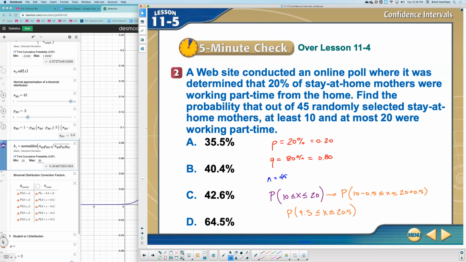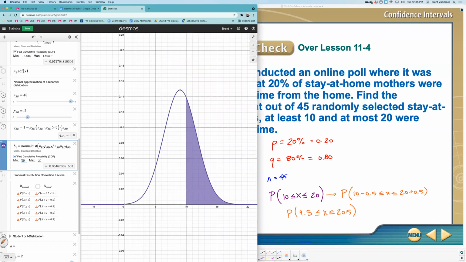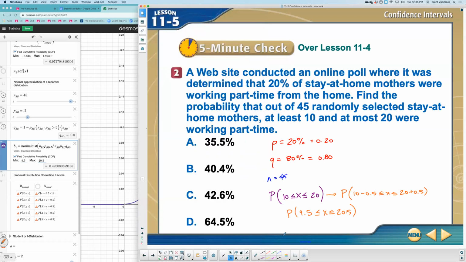That's actually what I need to calculate here, which will increase the amount of shaded area. And it also increases my number up to 42.6%. And so that would be my probability. We went from A to B just by increasing our probabilities, and that is the binomial distribution correction factor. That's what that was. Correction factor is what I need to say here.